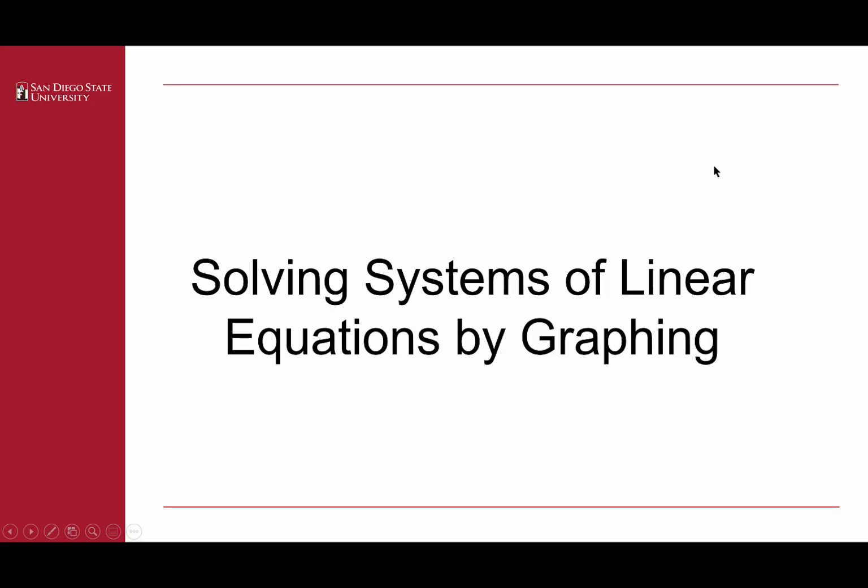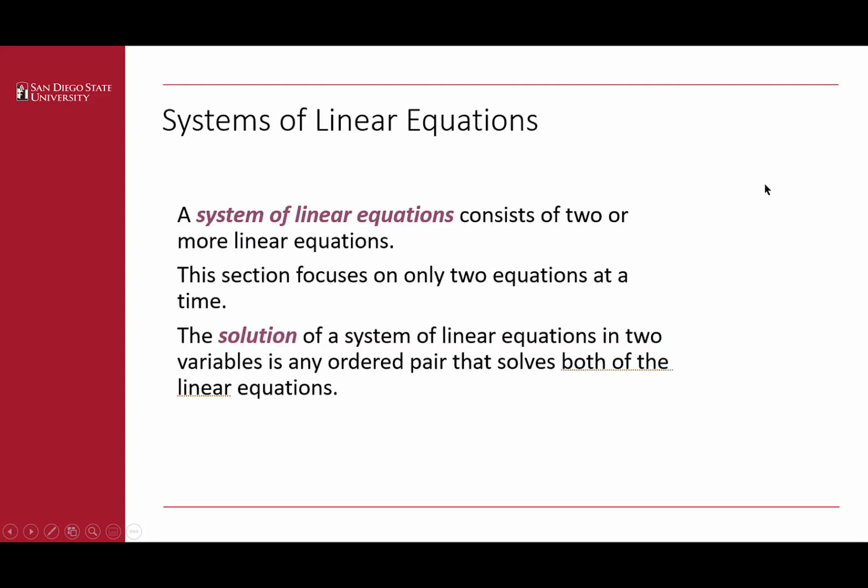Let's start with solving systems of linear equations by graphing. A system of linear equations consists of two or more linear equations. This section focuses on only two equations at a time, and the solution of a system of linear equations in two variables is any ordered pair that solves both of the linear equations. So when we are talking about a system of linear equations, this means that we have multiple linear equations. So it's not just solving one equation, but solving two somehow interrelated equations at the same time.